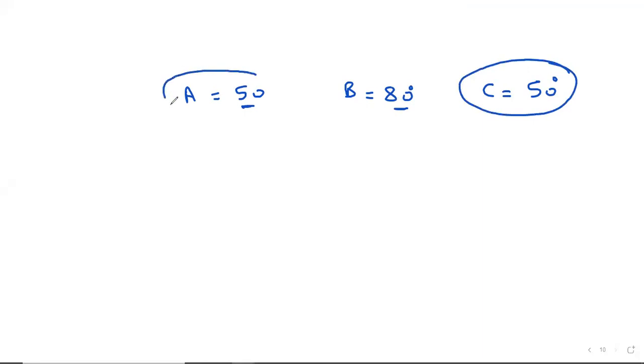In triangle ABC, if measure of angle A is 50 and measure of angle B is 80, then the triangle is... find the missing angle. We have 50 and 80, so angle C equals 50 because the triangle is 180. We have two angles here which are equal. So what is the type of the triangle? This triangle is isosceles triangle.